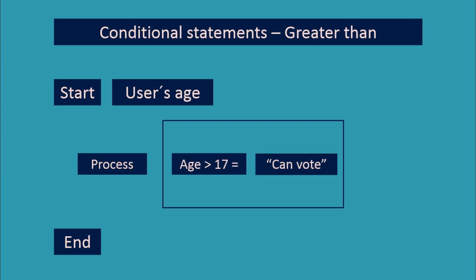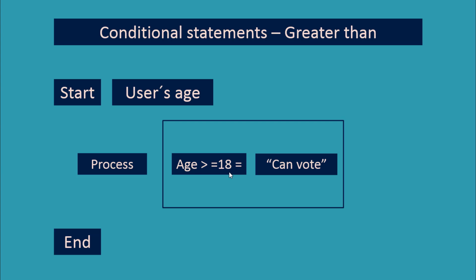To avoid this problem, what we can do is put the equal sign, and instead of 17 here we put an 18. The condition here would be that the person can vote if their age is greater than or equal to 18. So here the program would have to compare both signs.